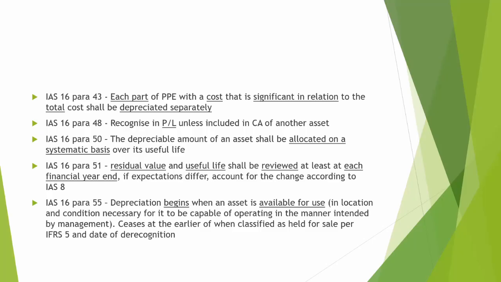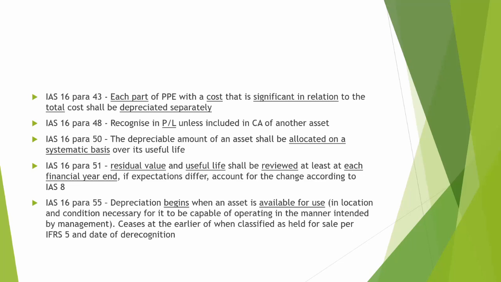Yeah, we need to do it on a systematic basis. We've already covered that through the definition of what depreciation is: the systematic allocation of our depreciable amount. Very importantly, we need to review all these variables annually. So our residual value and our useful life need to be reviewed at the end of each financial year.